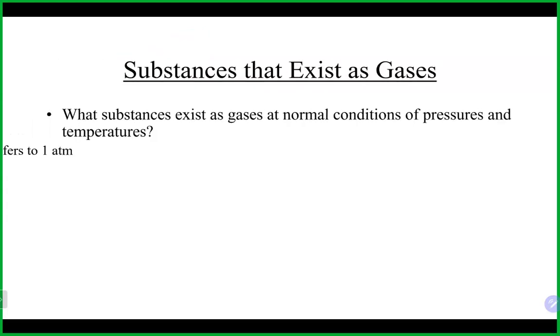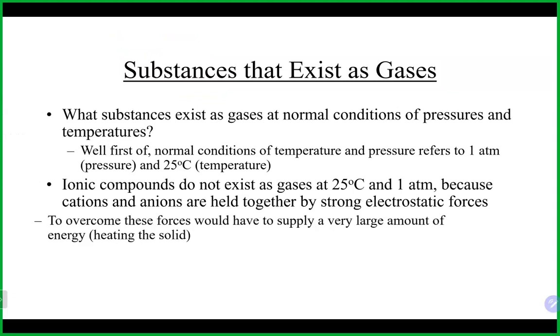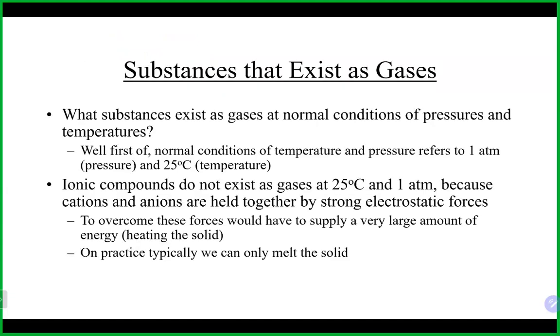So let's start with talking about what substances exist as gas under normal conditions. When we talk about normal conditions, that's sometimes referred to as standard conditions, everyday conditions. And that's usually a temperature of 25 degrees Celsius and a pressure of 1 atmosphere, or ATM. So ATM is a unit of pressure.